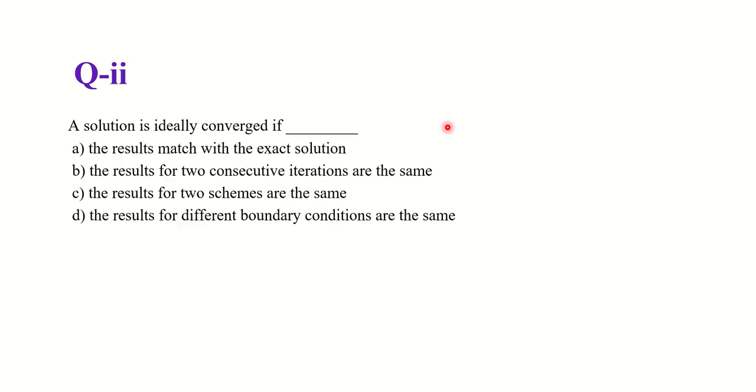Moving on to question 2. A solution is ideally converged if the results match with the exact solution, the results for 2 consecutive iterations are the same, the results for 2 schemes are the same, the results for different boundary conditions are the same.